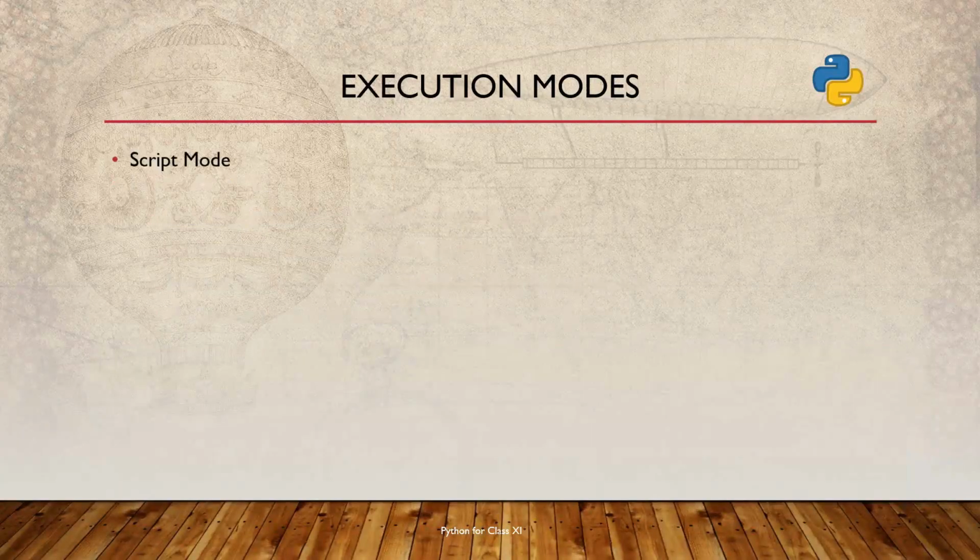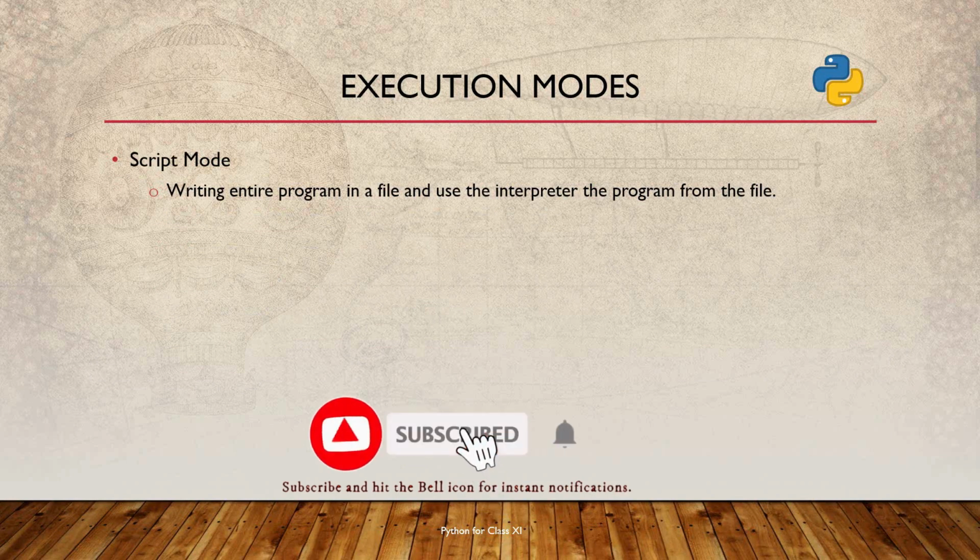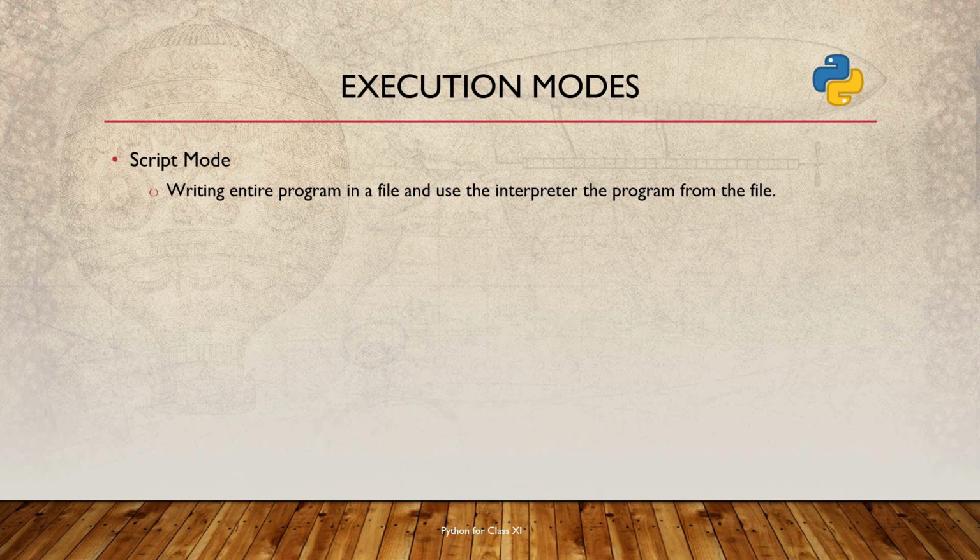So the next mode of execution is script mode, where we write all the program statements in a single file, and then we supply that file as input to the Python interpreter. Then the Python interpreter will execute all the statements in that file one after another and produce the result for us. Since Python is an interpreted language, the Python program file is also called a Python script. Guys, note that the Python script must have the extension py.